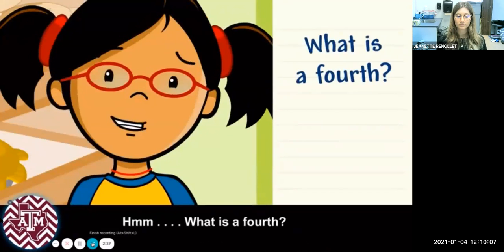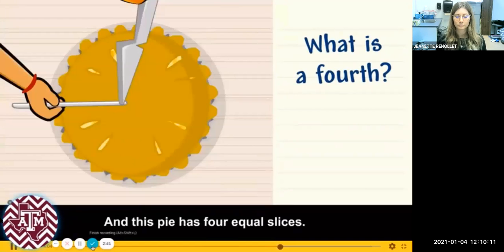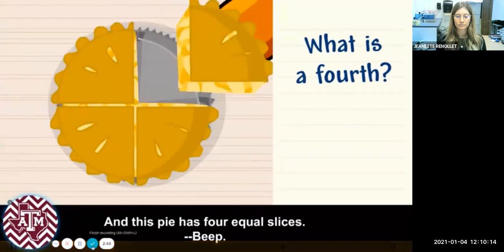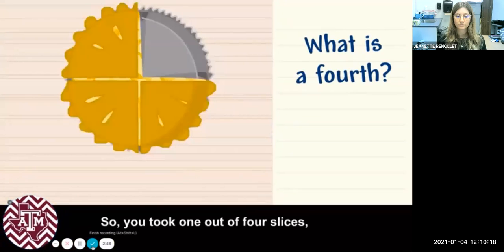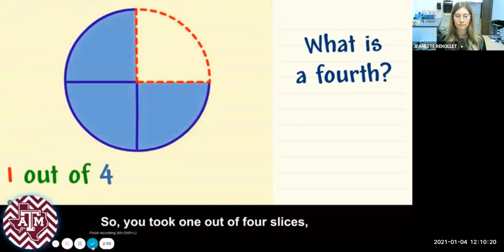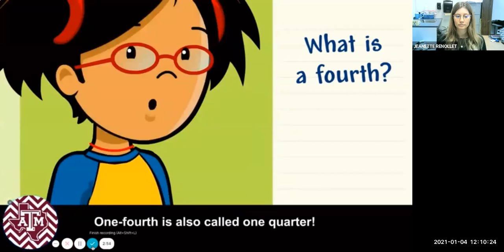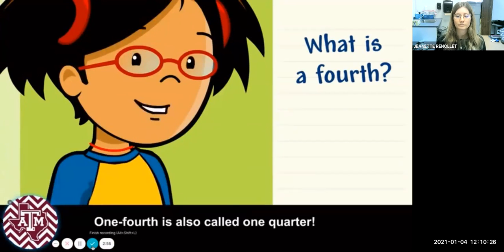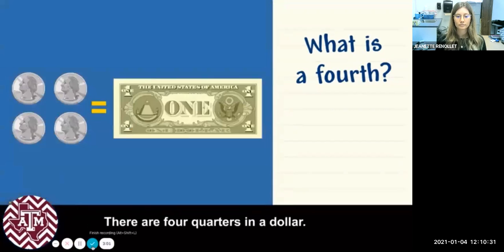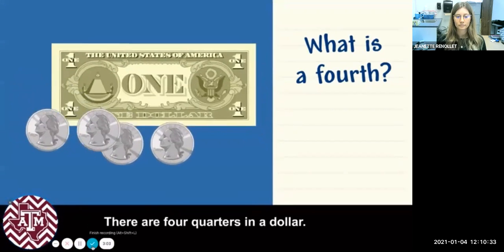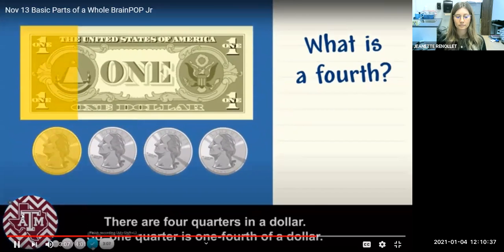What is a fourth? I love apple pie, and this pie has 4 equal slices. You took 1 slice. So you took 1 out of 4 slices, or 1/4 of the slices. 1/4 is also called a quarter. Exactly, Moby. There are 4 quarters in a dollar. So 1/4 is a quarter of a dollar.